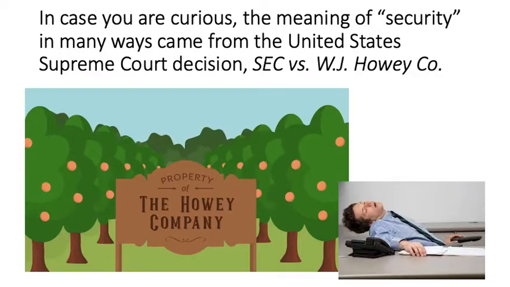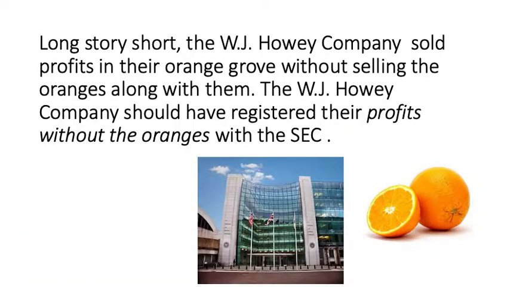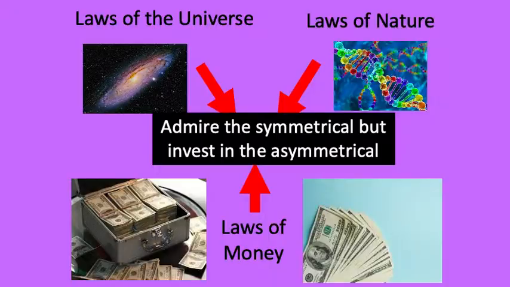In case you are curious, the meaning of security in many ways came from the United States Supreme Court decision SEC versus W.J. Howey Company. Long story short, the W.J. Howey Company sold profits in their orange grove without selling the oranges along with them. The W.J. Howey Company should have registered their profits without the oranges with the SEC.